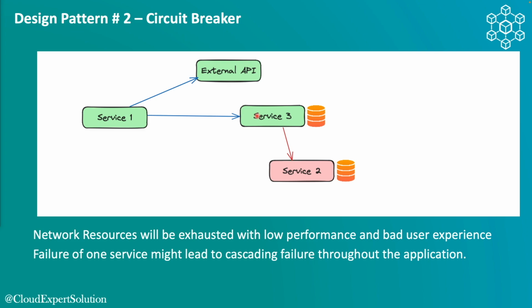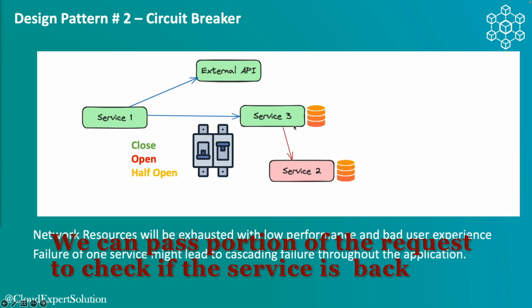Now, how can we stop that? We can stop it using a circuit breaker. The name suggests it just works like a circuit. There are three states: closed, open, and half open. When the state is closed, all the requests go from service 1 to service 3, meaning the path is established. The moment the state is open, all the connections are torn down and service 1 will not be able to invoke service 3. That will stop us from exhausting the network resources. Half open means we can pass some of the requests to check if service 2 is available or if service 3 is responding.